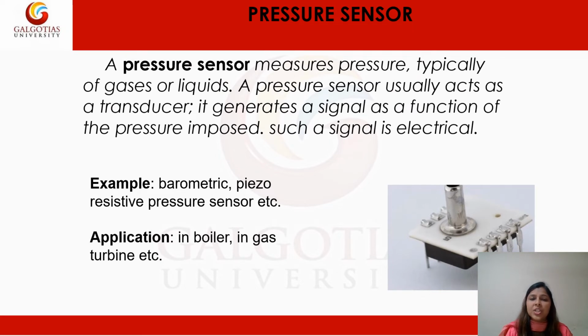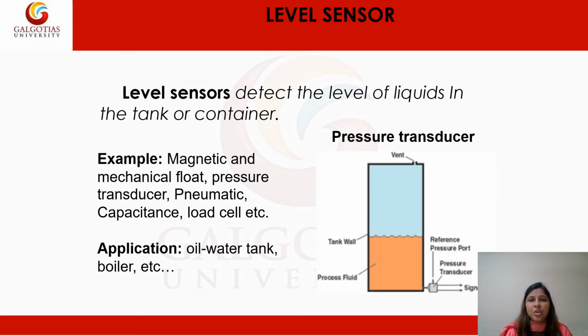Next one is our pressure sensor. Pressure sensor, as the name tells, measures the pressure, the pressure of gases and liquids. A pressure sensor usually behaves like a transducer. It generates a signal as a function of the pressure imposed. Its examples are barometric sensors and piezoresistive pressure sensors, and they are used in boilers as well as in gas turbines.